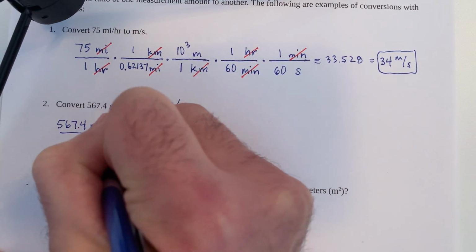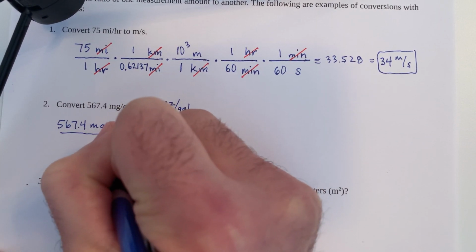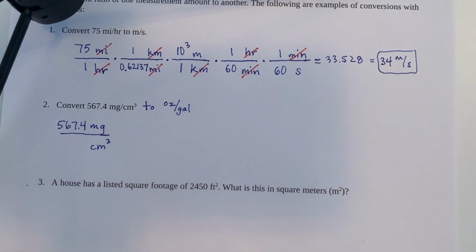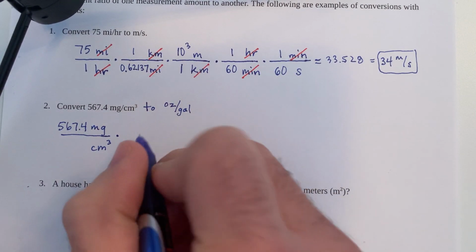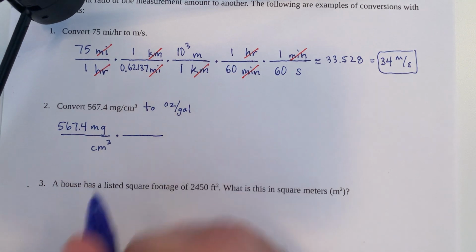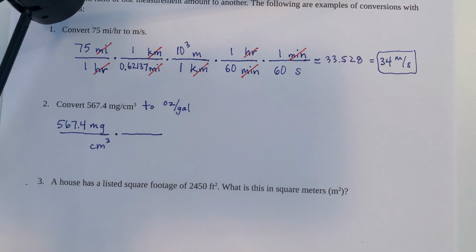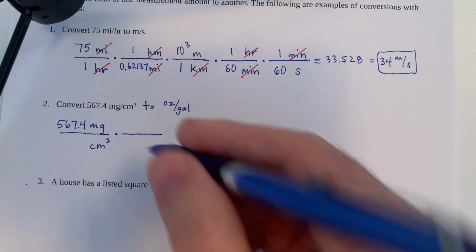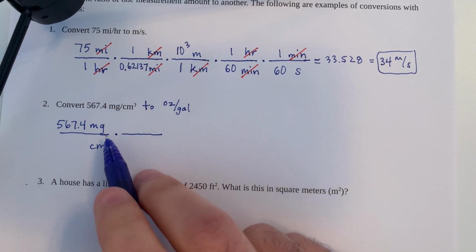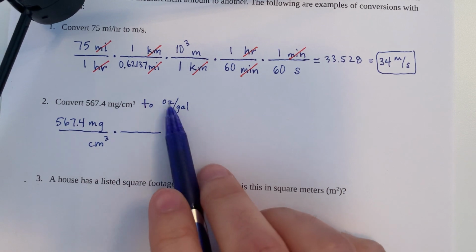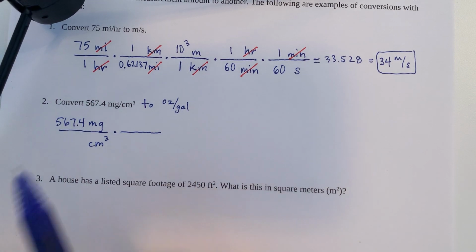Milligrams per centimeter cubed. Again, you can put a 1 down there if you want. You don't have to. All right. So this one's going to be a little longer. Actually, I better watch how big I make my steps here. So I need to get milligrams into ounces and centimeters cubed into gallons. So I'm going to look milligrams to ounces.